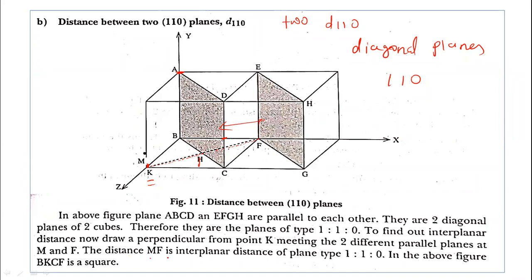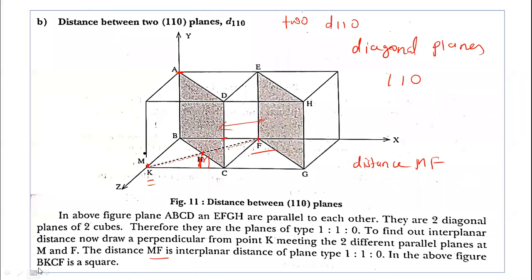The distance MF. This distance MF is called the interplanar distance. The diagram shows that the distance MF, from this point to this point, is the distance between the two parallel planes, the 110 planes.